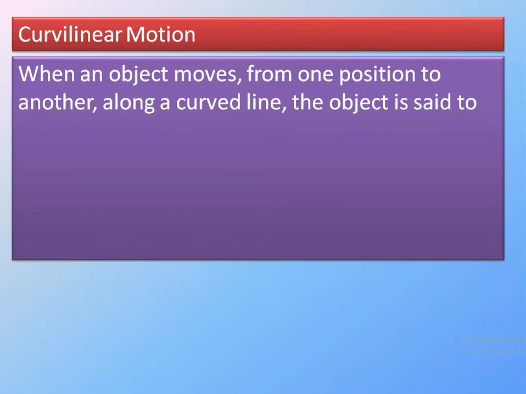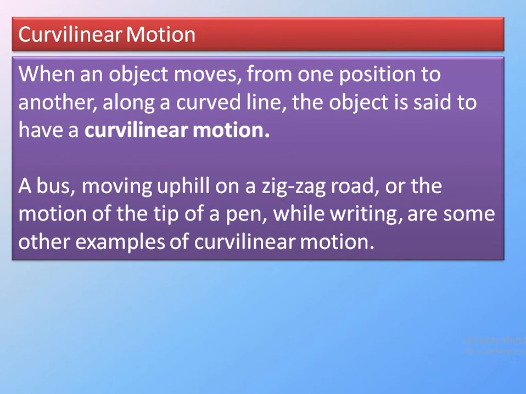When an object moves from one position to another along a curved line, the object is said to have a curvilinear motion. A bus moving uphill on a zigzag road or the motion of the tip of a pen while writing are some other examples of curvilinear motion.